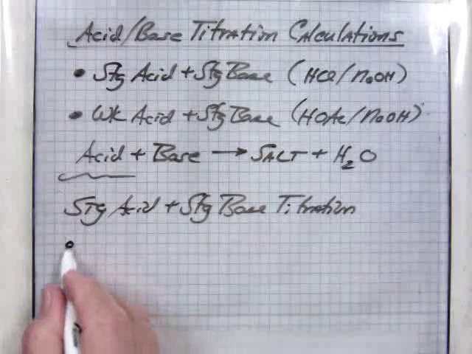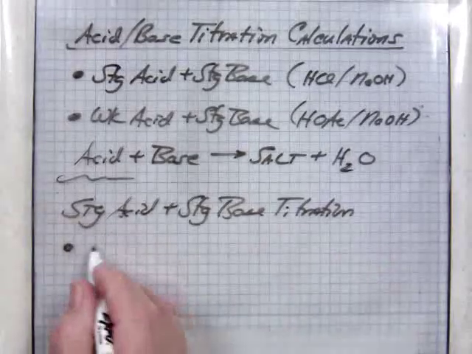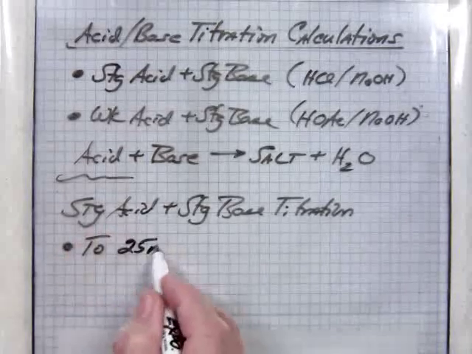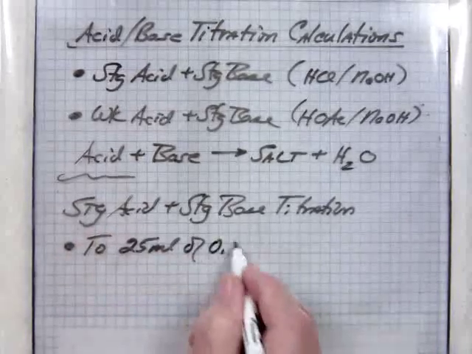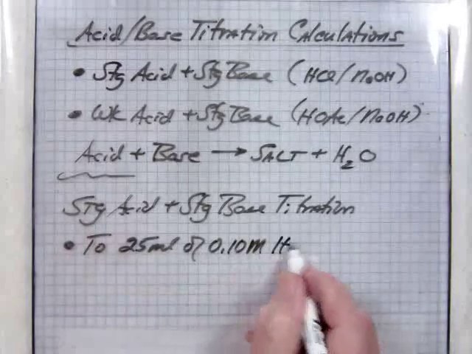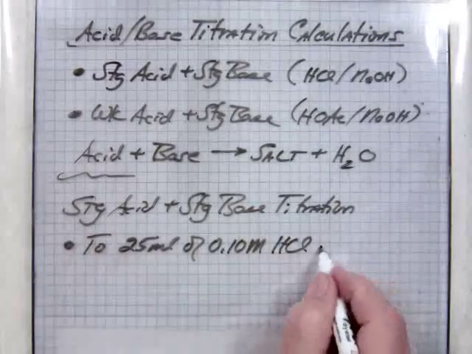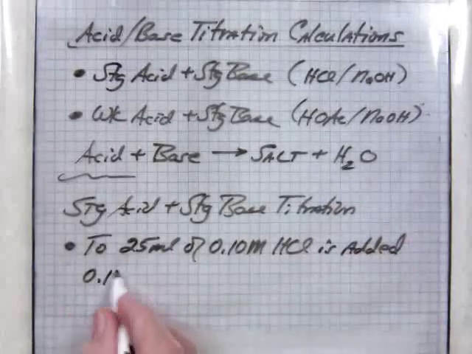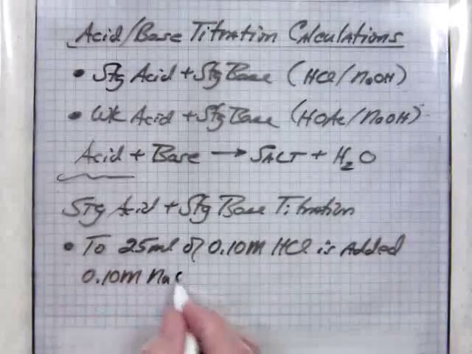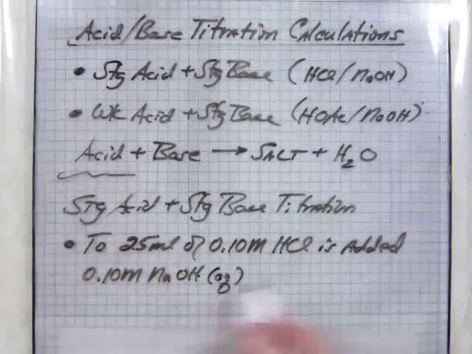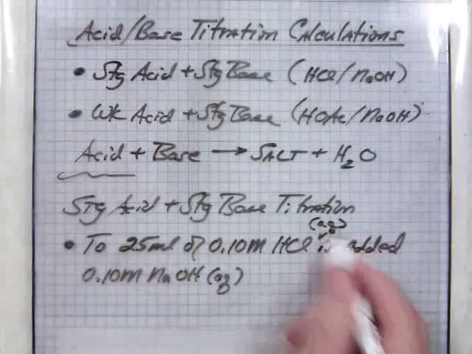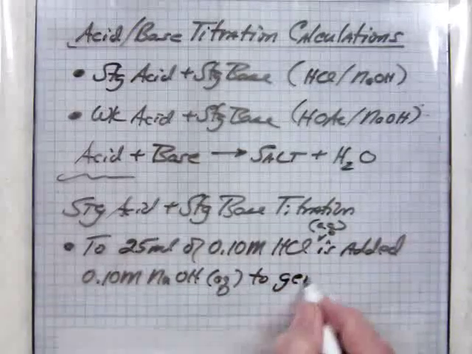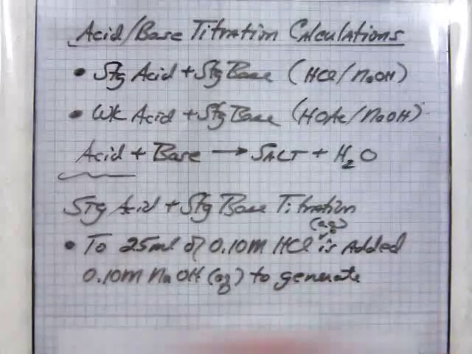Now in this, what you're going to do is 25 milliliters of 0.10 molar hydrochloric acid is added to a 0.10 molar sodium hydroxide solution, aqueous. I should have put aqueous in that one too. Aqueous, to generate a titration curve.